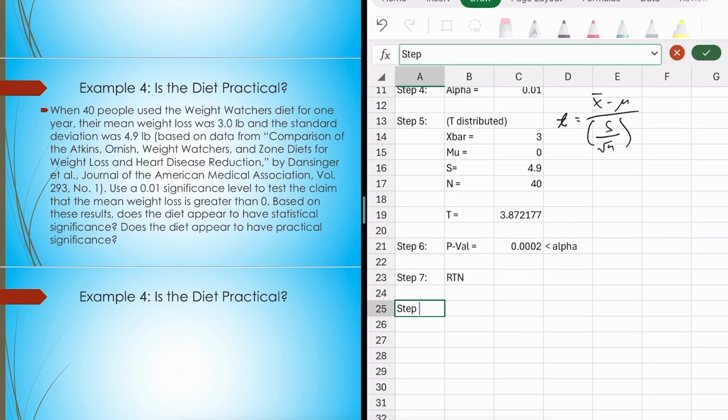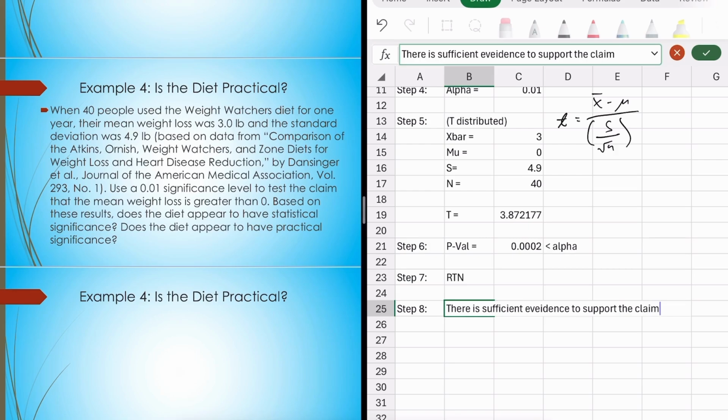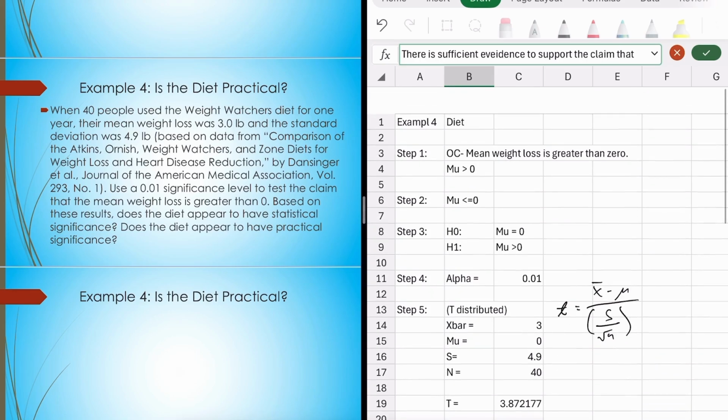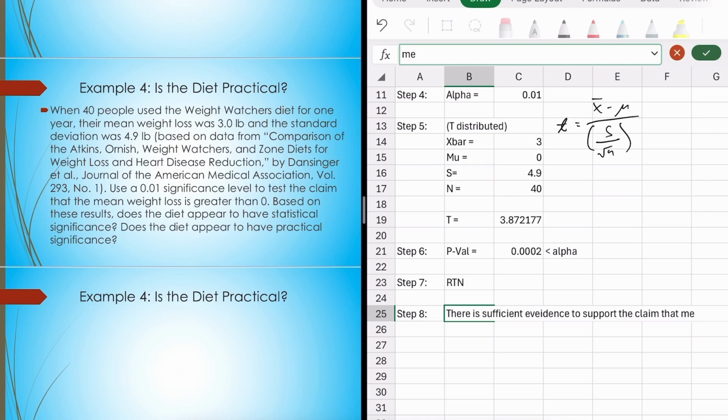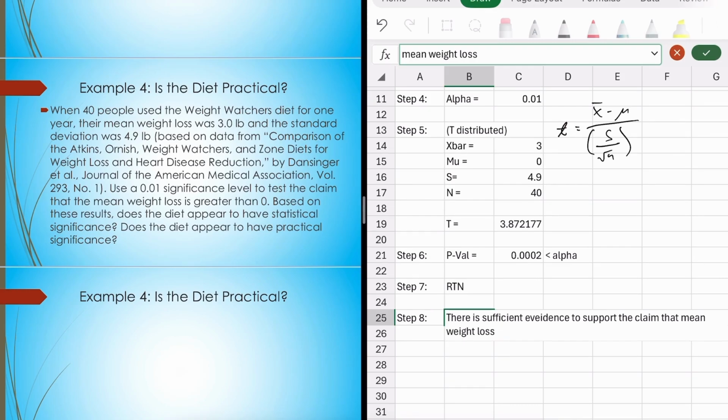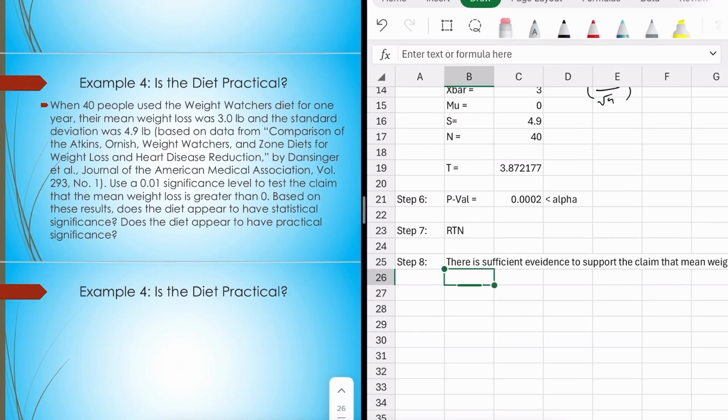Step 8, my conclusion is there is sufficient evidence to support the claim that the mean weight loss was greater than 0. That's my last example, so that's it.